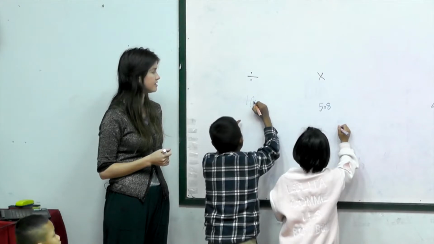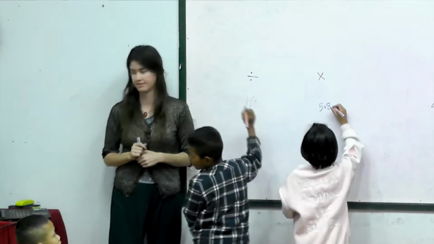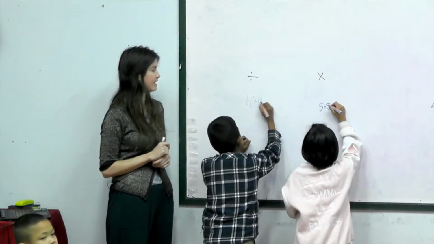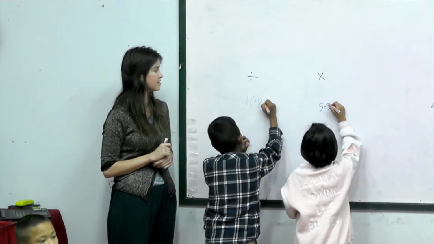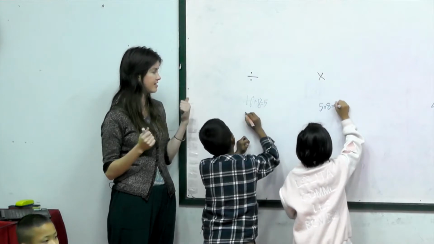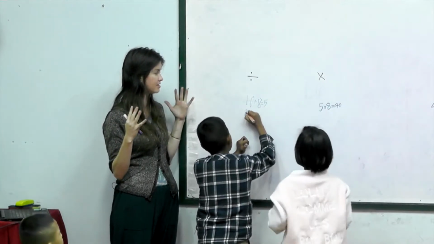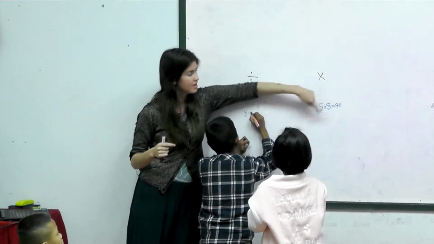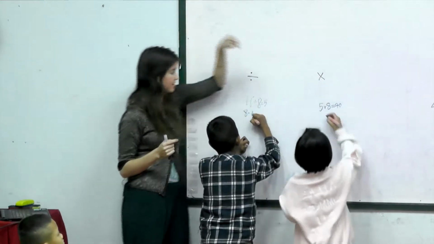40 divided by 8 equals 5. Very nice. We've got our biggest number first. Good job. 5 times 8 is 40. What other equation can we make here?